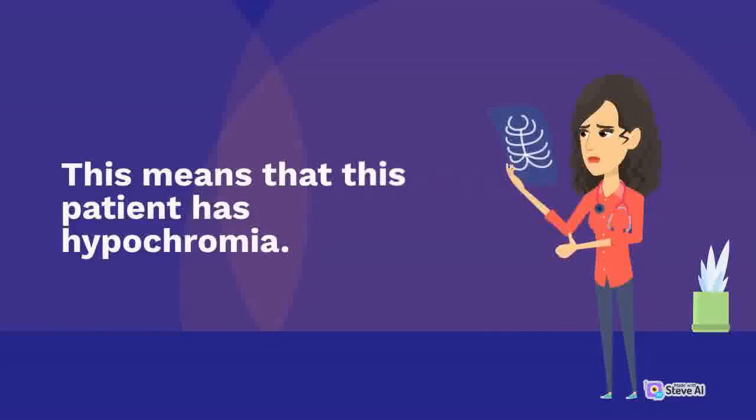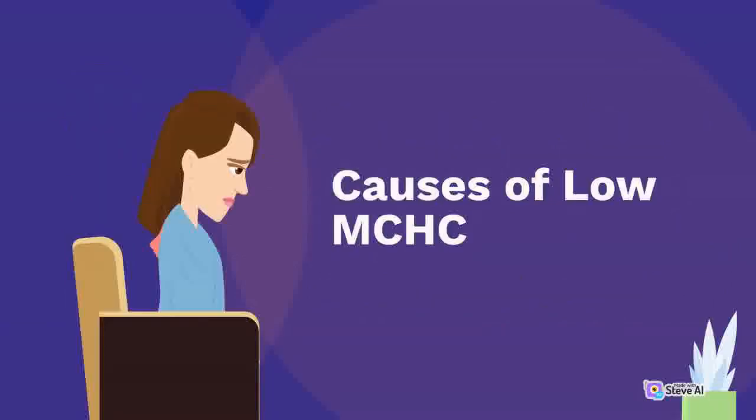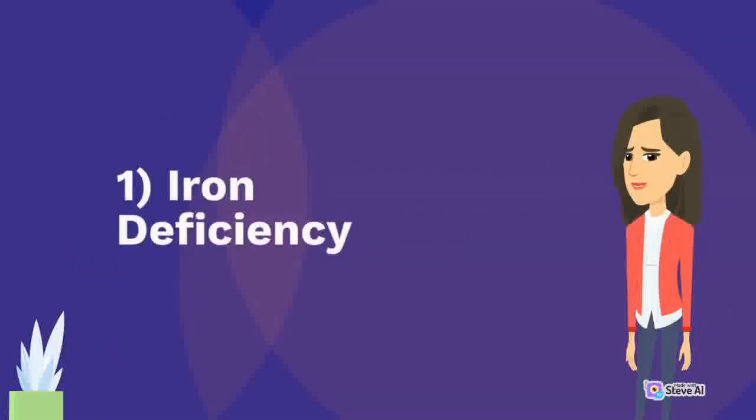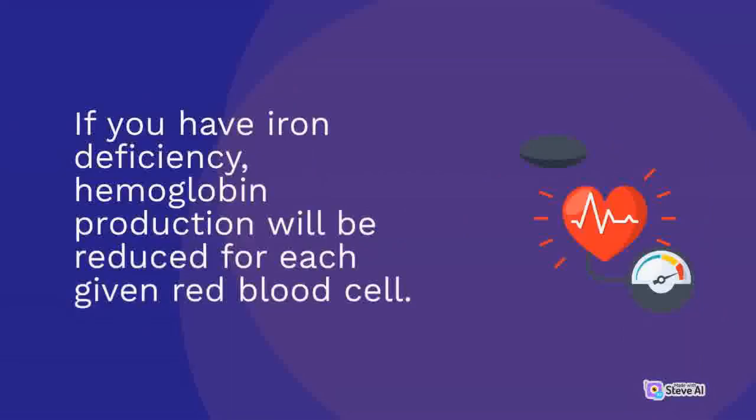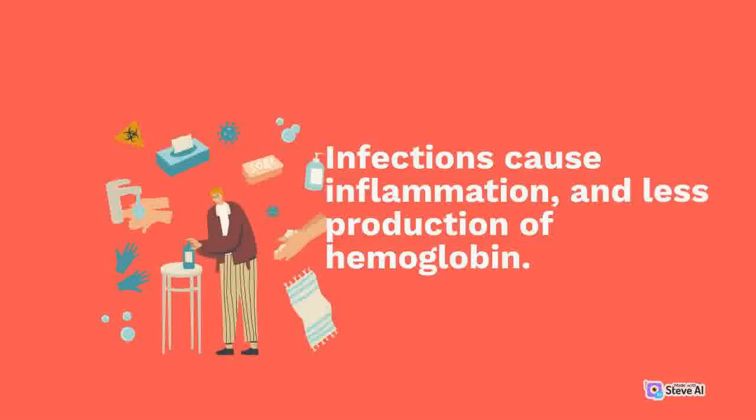See? After knowing that your patient has hyper or hypochromia, you can then navigate through the differential diagnosis of each problem. Causes of low MCHC. 1. Iron deficiency. If you have iron deficiency, hemoglobin production will be reduced for each given red blood cell. 2. Anemia of chronic disease. Infections cause inflammation, and less production of hemoglobin.